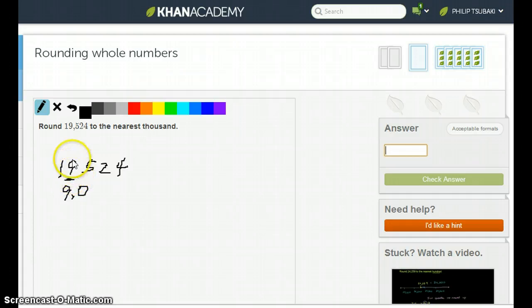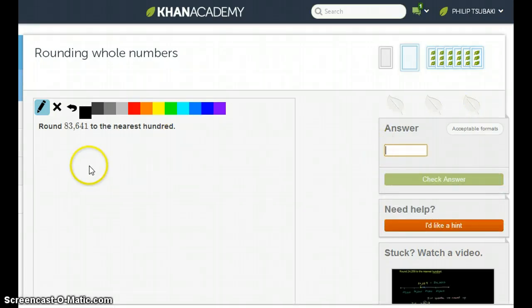And if it does become 0, then the left digit is also going to change. The number that's going to determine whether the 9 changes to a 0 is the right digit, 5. And 5 is 5 or higher, so it's going to turn into the next number, which is the 0. So instead of 19, we're going to have 20 now. The 19 changed to a 20, and then the rest of it is going to stay 0. So the answer is going to be 20,000.